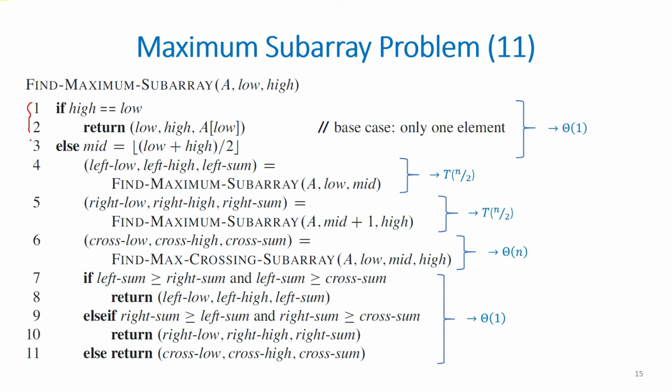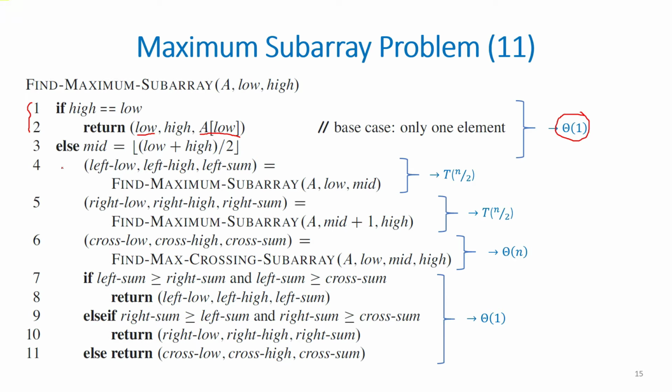Here, lines 1 and 2 check the base case scenario. That is when the size of the array reduces to just one element. In this case, it would return the index of the element and the value of that element. Therefore, the running time is some constant value, theta 1.